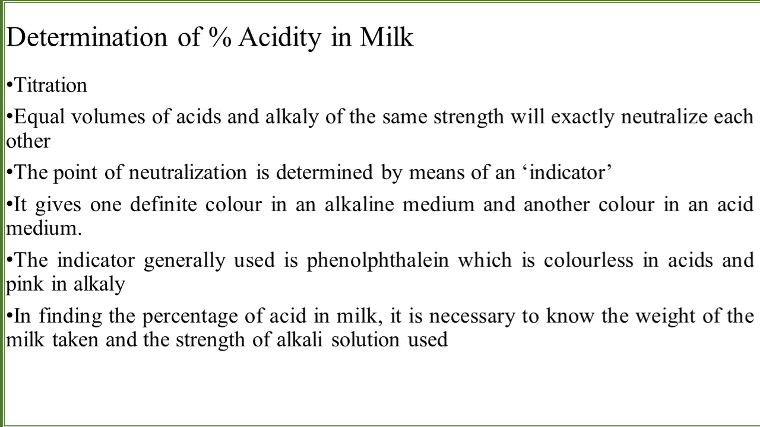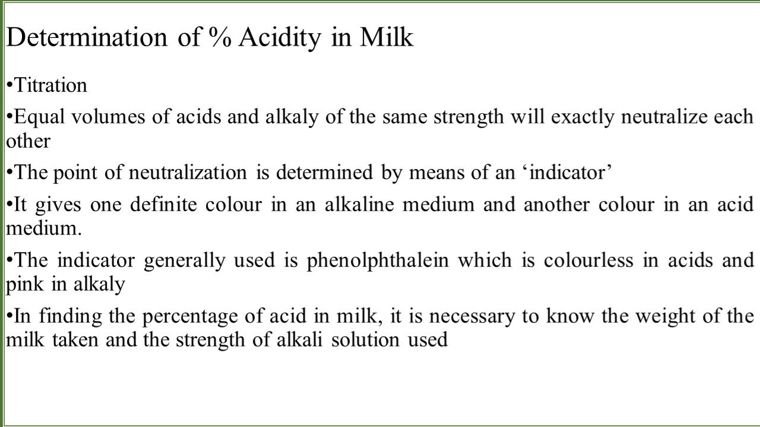The point of neutralization is determined by means of an indicator. It gives one definite color in an alkaline medium and another color in an acid medium. The indicator generally used is phenolphthalein, which is colorless in acids and pinky in alkali.